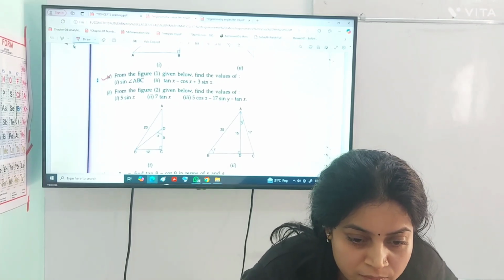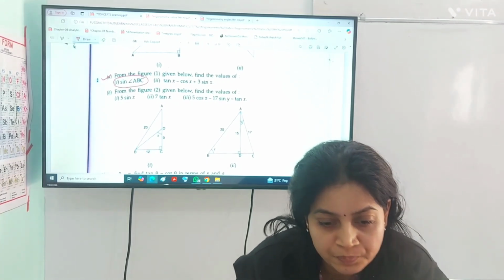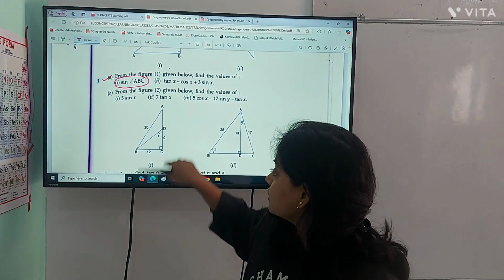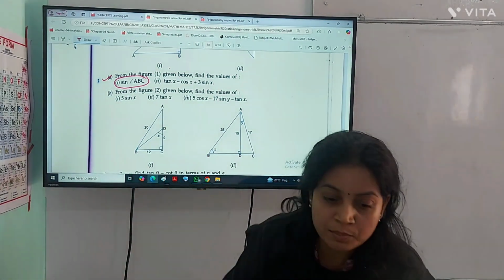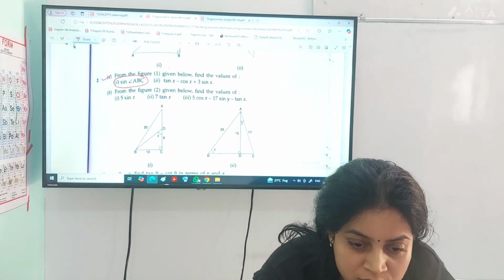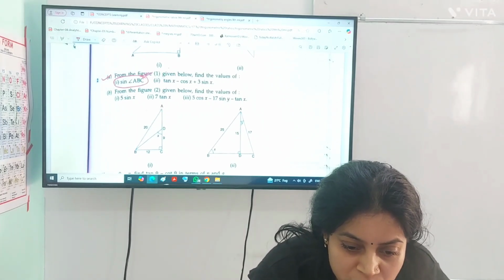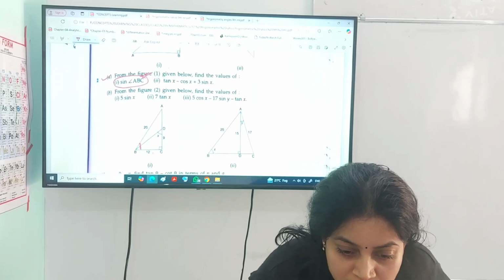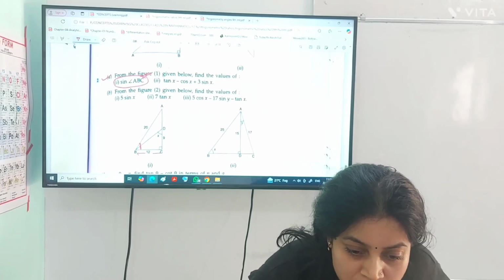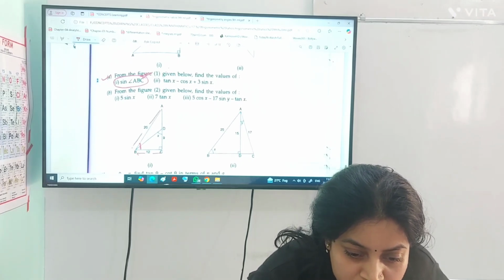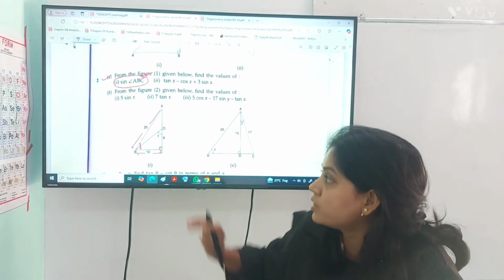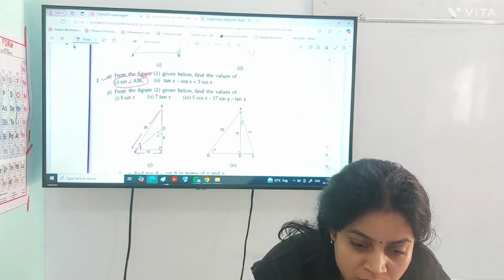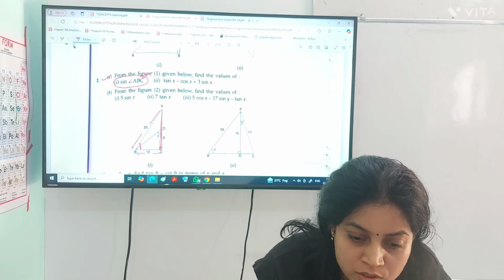Like if you want to calculate sin ABC in figure 1, first I will think about which angle I need to find. ABC means this angle. So if I want to find this angle, 12 will be the base, and 20 is the hypotenuse because it is in front of 90 degrees. So the AC side can be calculated by using the Pythagoras theorem.